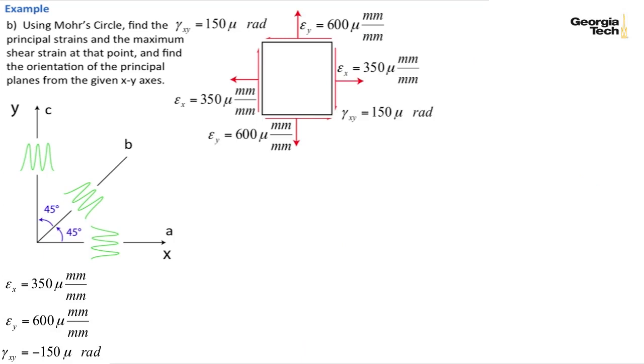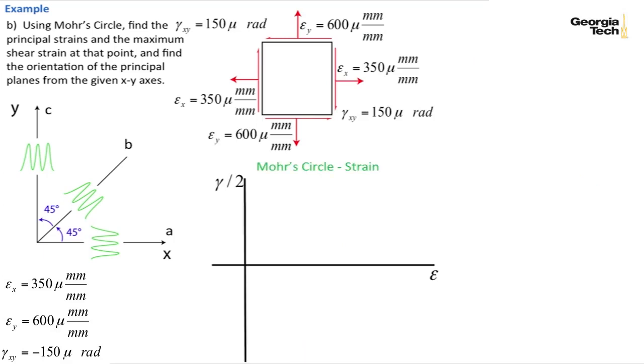Okay, here is the element with the strain shown on it. And now we're going to draw Mohr's circle for strain. Let's start with the vertical face where I have 600 in tension strain, normal strain, so that's positive. And then I have a counterclockwise shear strain of 150, but I plot gamma over 2, so that's going to be minus 75. So I go out 600 and then down 75 for my horizontal face.